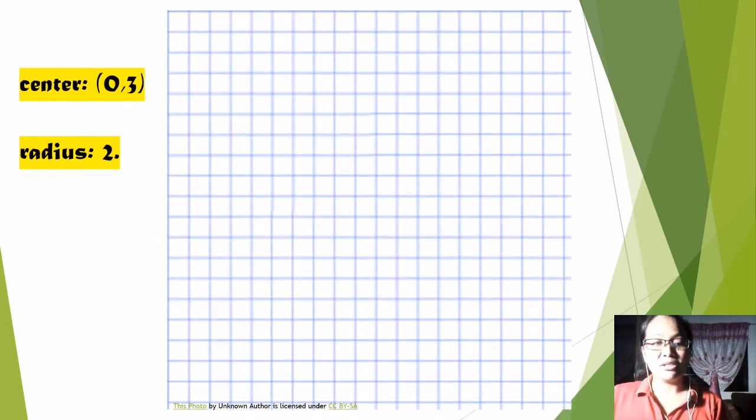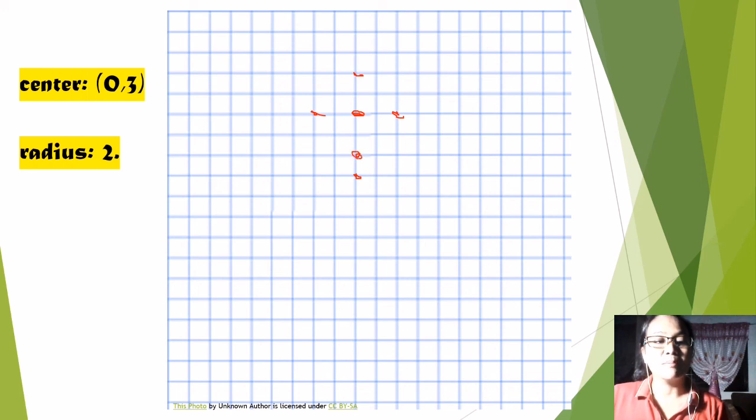So in our Cartesian plane, let's say this is our center or point of origin. So for our x is 0 and for our y is 3. So let's move to the top 3 times. 1, 2, 3. So this is our center of the circle. And then ang radius natin ay 2. So up, down, left, and right. Let's move 1, 2. This one. Then 1, 2, this point. 1, 2, this point. 1, 2, this point.